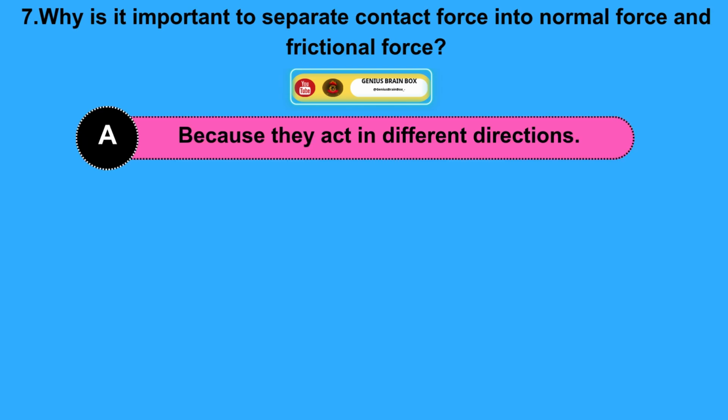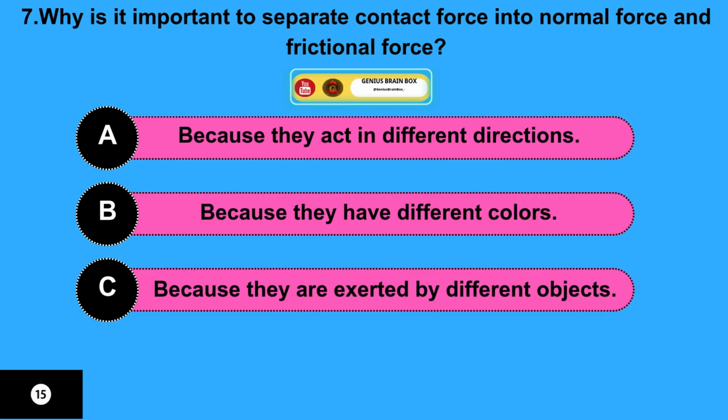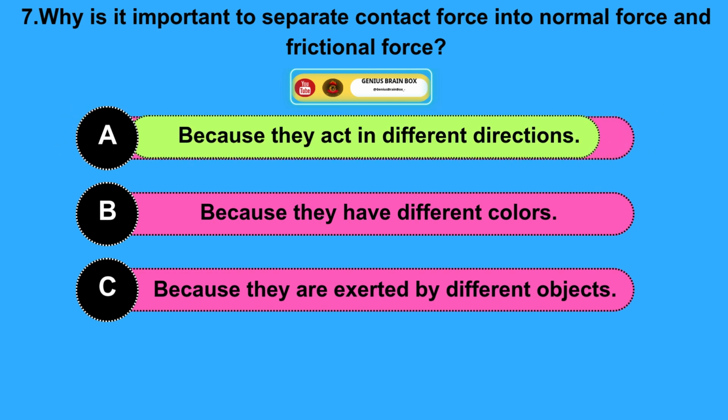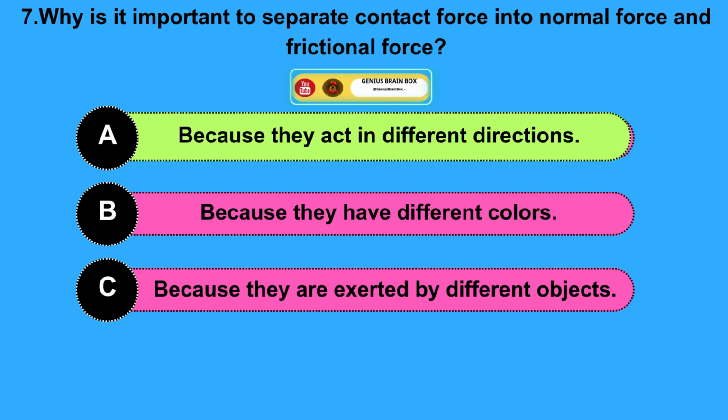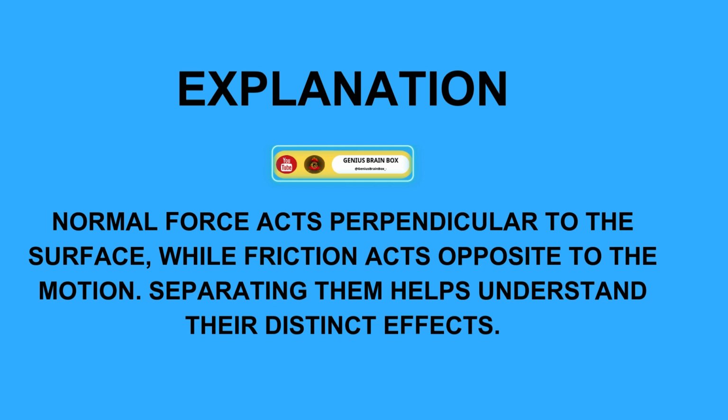Why is it important to separate contact force into normal force and frictional force? Option A. Because they act in different directions. Option B. Because they have different colors. Option C. Because they are exerted by different objects. Correct answer is A. Explanation is normal force acts perpendicular to the surface, while friction acts opposite to the motion. Separating them helps understand their distinct effects.